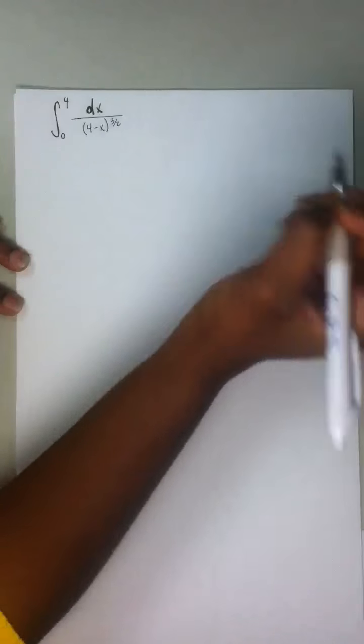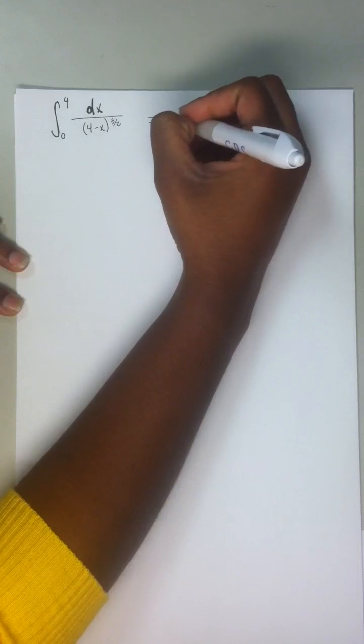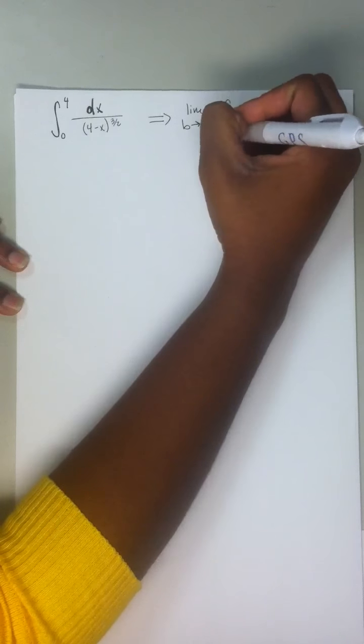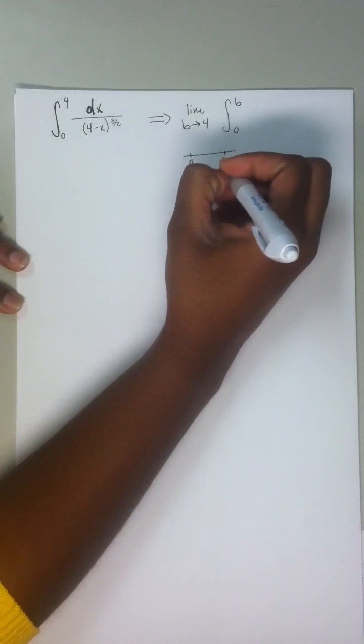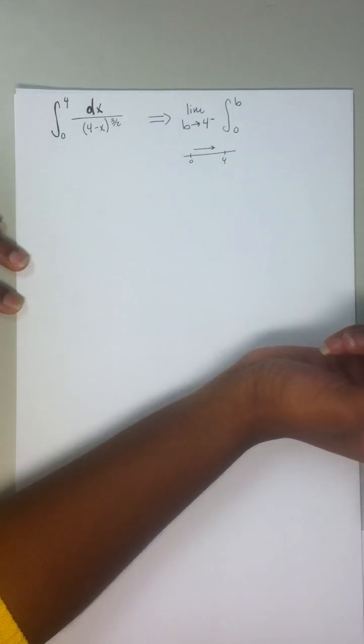So you're going to rewrite this as the limit as b approaches 4 of the integral from 0 to b. And looking at this, since the limit is going from 0 to this number 4, it's approaching it from the left side. Just like if you have a number line and you're going to 4, you're approaching it from the left side. So that's how we're going to determine this to be from the left.